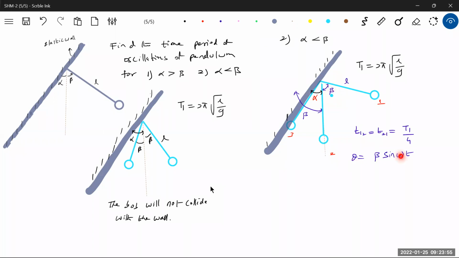Is it okay? Then what is omega? Omega should be equal to root of G by L. Time taken for the angular displacement to become alpha is equal to the following. Agreed. So this is the time taken to move from 2 to 3: root of L by G times sine inverse of alpha by beta.